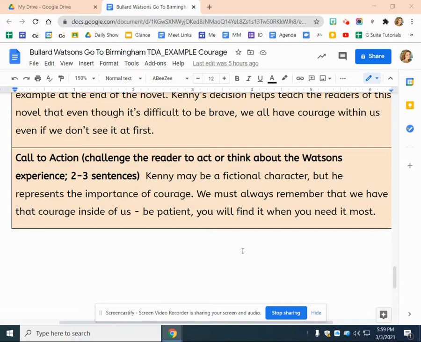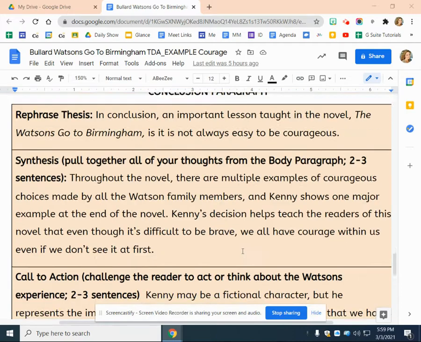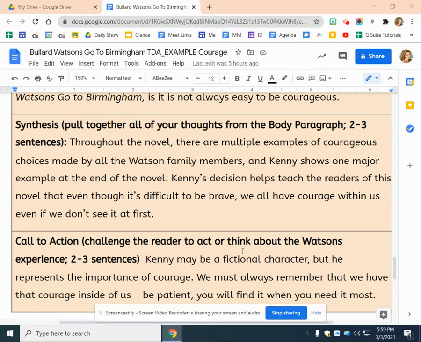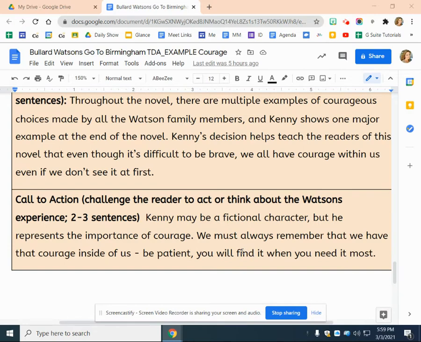So the call to action challenges the reader to act or think about the Watsons' experience in terms of your topic. So if your topic is family, you want to talk about family at the end. If your topic is choices, you want to talk about choices. And the same with the third one. Making good choices, family, and, oh, you know what it is. If you're writing about it, you know exactly what it is. So mine was finding courage.